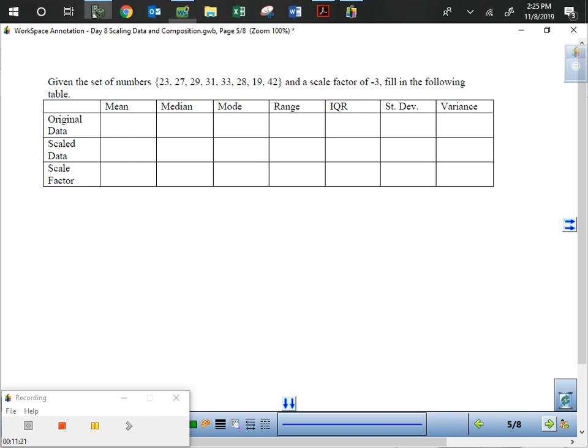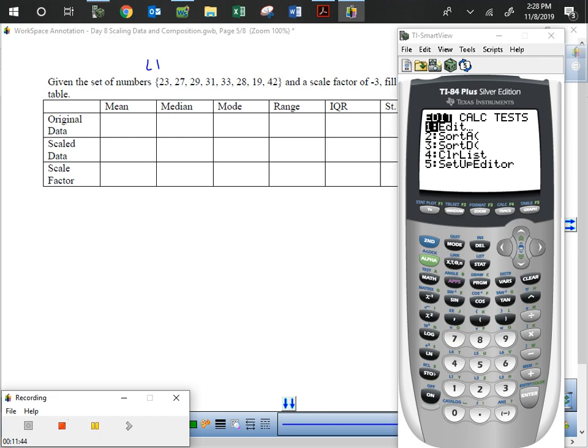Pause the video real quick and type in the first list so that we can get the original statistics. Alright, once they're in and double checked, we're going to calculate the one-variable statistics. I cleared everything out and put it in my list 1. So we'll change this back to list 1. And then here are my statistics. Okay, so we're going to fill this out.